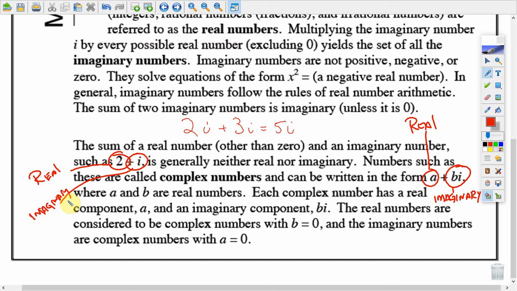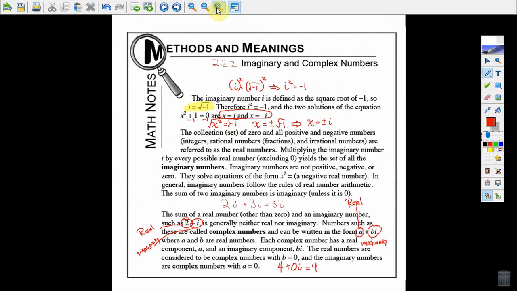The real numbers are considered to be complex numbers with b equal to 0. Okay, so I could take any number, like 4, and say that I could rewrite that as 4 plus 0i, because again, 0 times any number gives you 0, so that's just 4. So that's what that last bit there is saying. All right? So, imaginary numbers. There you go.